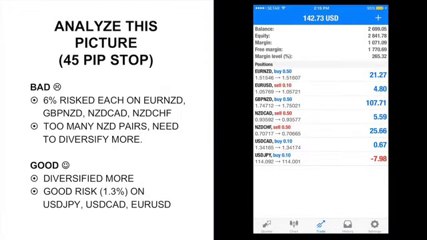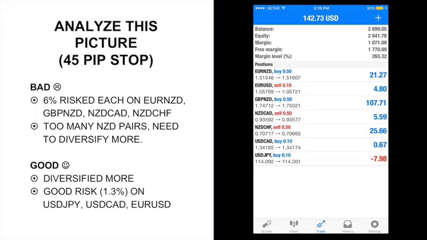Okay, the next one. This one has a 45 pip stop. We're just pretending. I don't really know. All right. So what's bad about this one? They've risked 6% in each of those trades. Euro NZD, GBP NZD, all of those that I got up there. They risked 6%. They should be risking 3% on each of those trades.